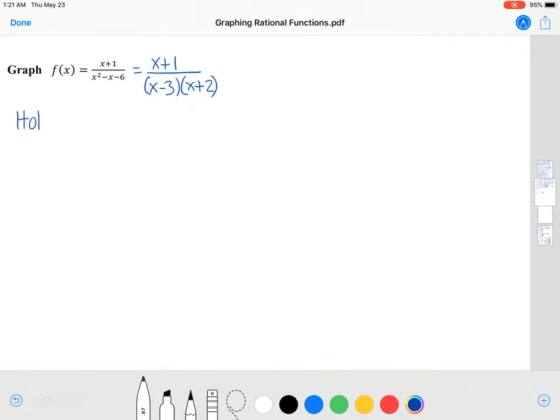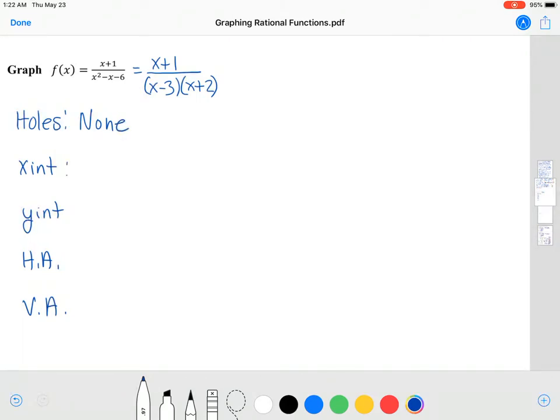So the major features that we want to look for: holes, x-intercept, y-intercept, horizontal asymptote, and vertical asymptote. Now, because we don't have any common factors, we have no holes.